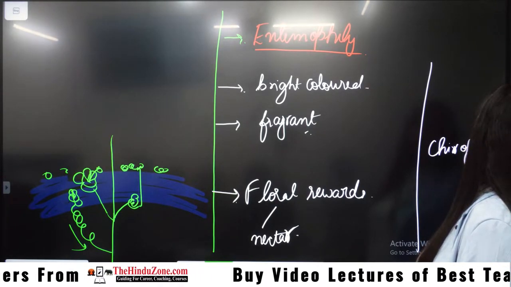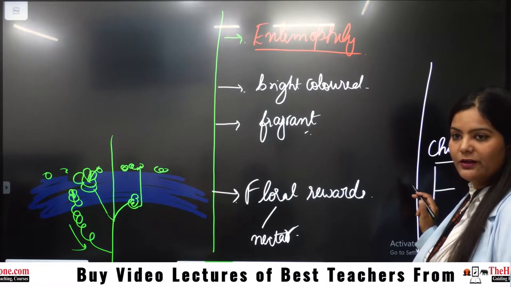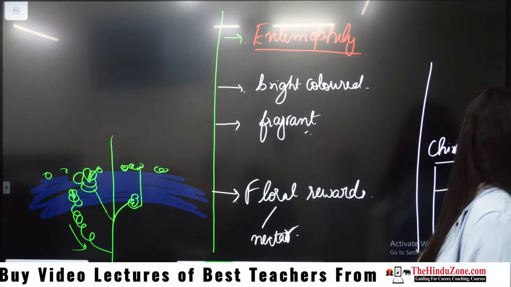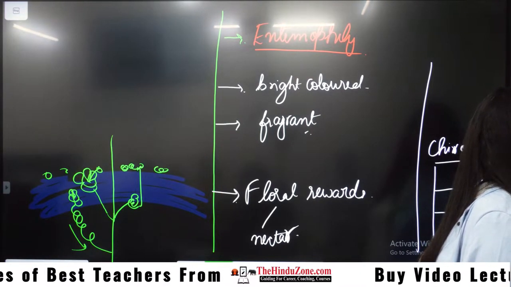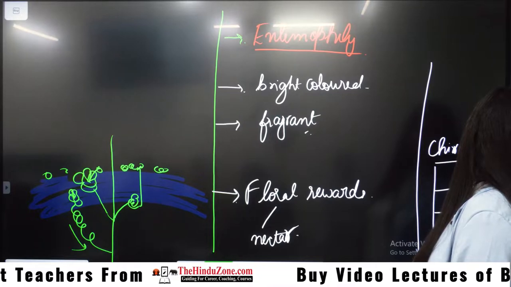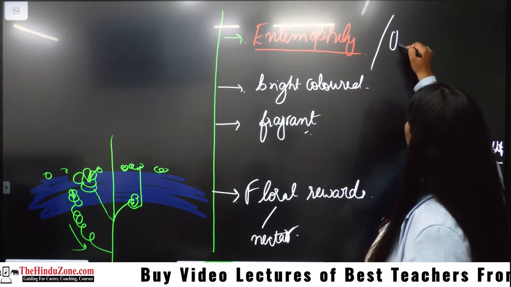Here also it is like back pollination, right? This also needs a floral reward. So more pollen and of course nectar too is required. But you must compare the two things, entomophily and ornithophily.